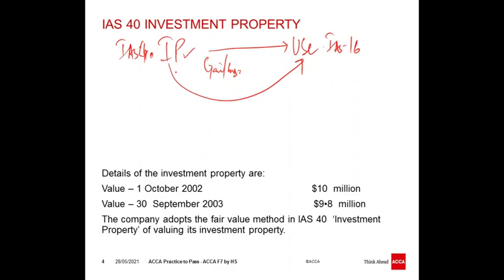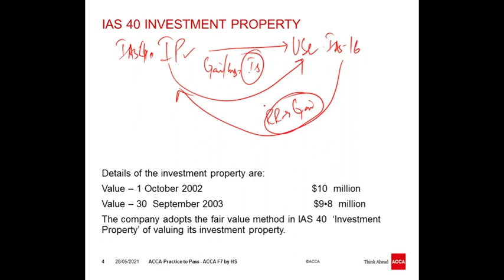Base, the base accounting standard is IAS 40. Therefore, the gain or loss at the time of the transfer will go in the income statement. But if the property is moving in this direction from IAS 16 to IAS 40, then the gain will go in the revaluation reserve. Okay.